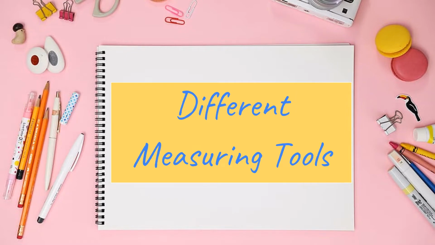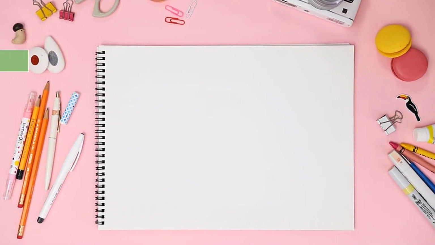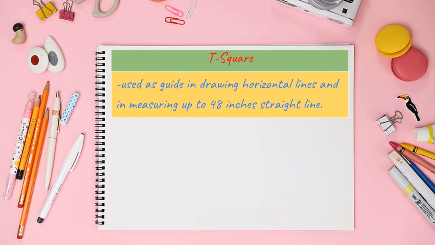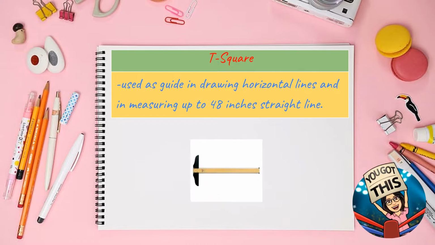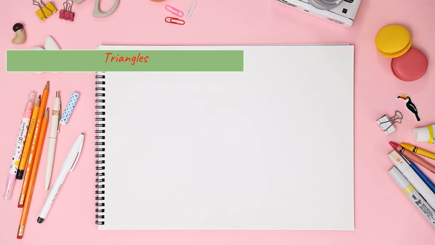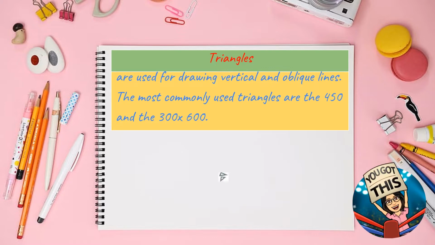Here are the different measuring tools. First, we have the T-square. T-square is used as a guide in drawing horizontal lines and in measuring up to 48 inches straight line. Next, we have triangles. Triangles are used for drawing vertical and oblique lines. The most commonly used triangles are the 45, and the 30 and 60.